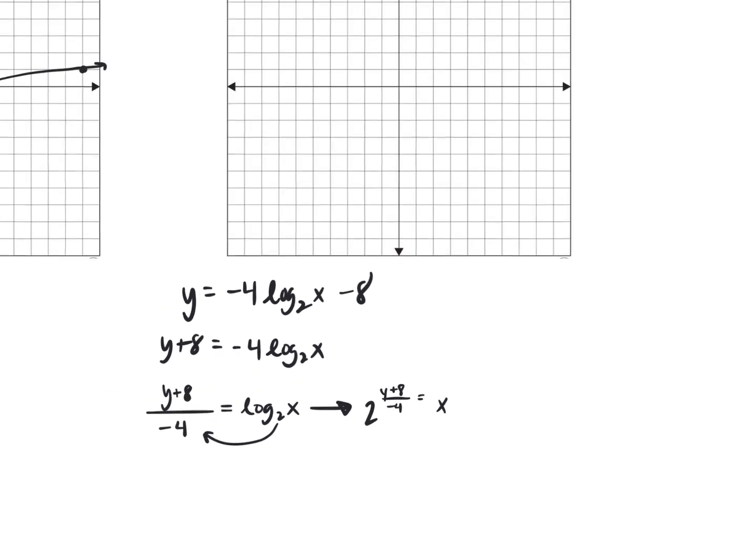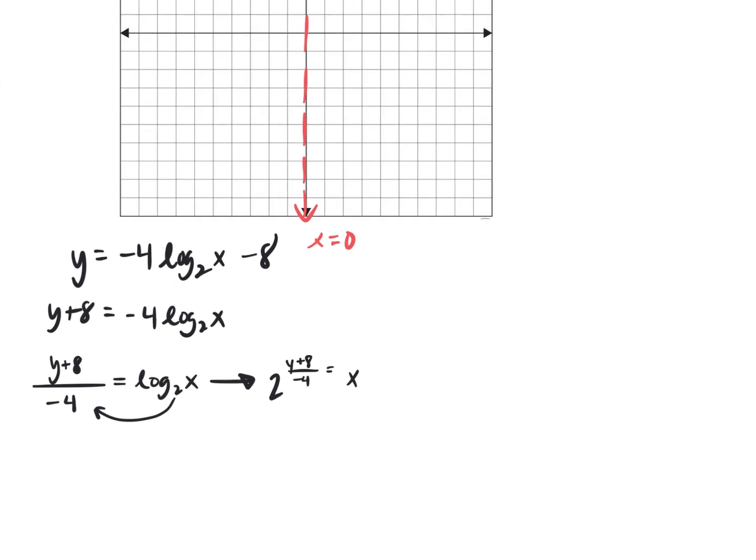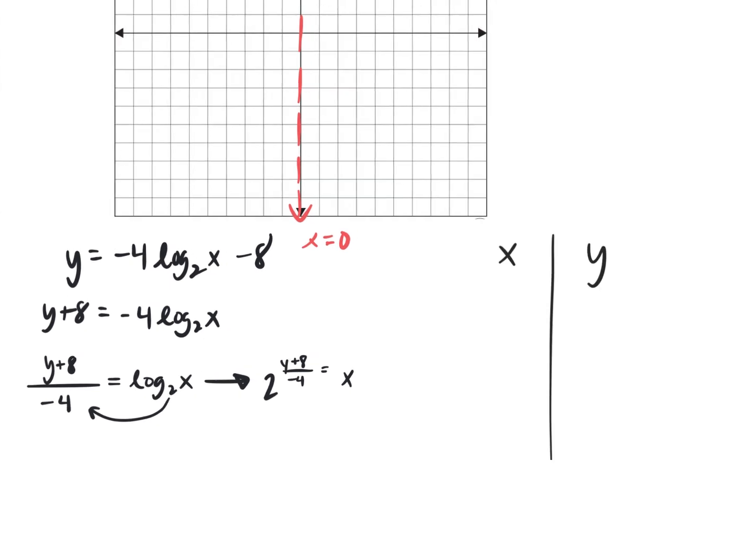Before we plug in values, let's think about this for a second. Has my graph been shifted left or right at all? It has not been. So my vertical asymptote is still at x equals 0, correct? So I got my function. Now I need to plug in some values of x and y. It's going to be a little gross. Could we maybe pick some better points to plug in, instead of like -2, -1, 0, 1, and 2?